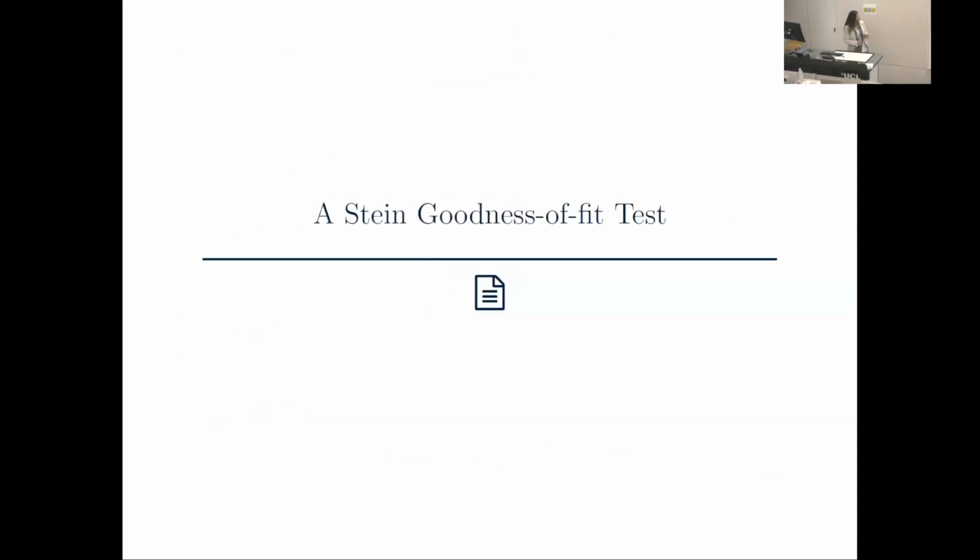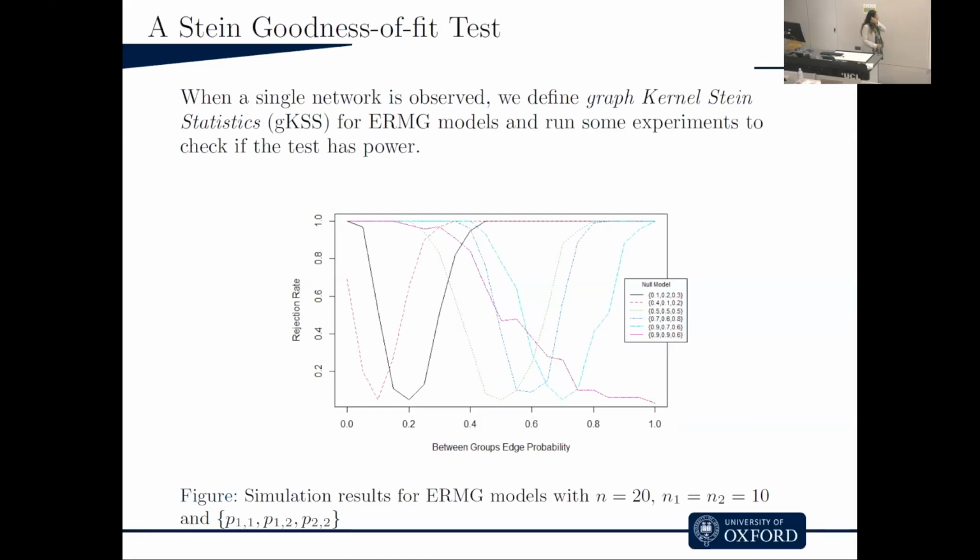For that, we need a goodness of fit test. We give the goodness of fit test for the ER mixed graph models using graph kernel Stein statistics that you've already heard about in the morning, which depend upon the kernels of the reproducing kernel Hilbert space. We ran some experiments to see if our test has power. We simulated networks from the null model and from different alternative models, and plotted the rejection rate for our test. It seems that our test has power and a controlled type 1 error.